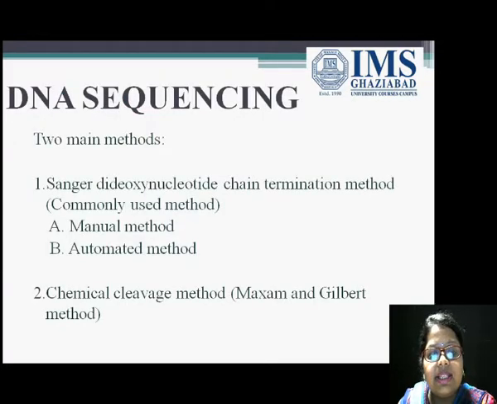Now, DNA sequencing is done by two main methods. First is the Sanger dideoxynucleotide chain termination method, which is a commonly used method. And second is the chemical cleavage method by the Maxam-Gilbert technique. In this video, we are going to study the Sanger dideoxynucleotide chain termination method.